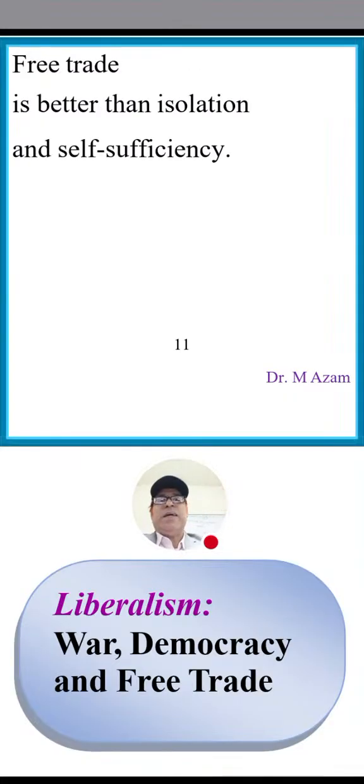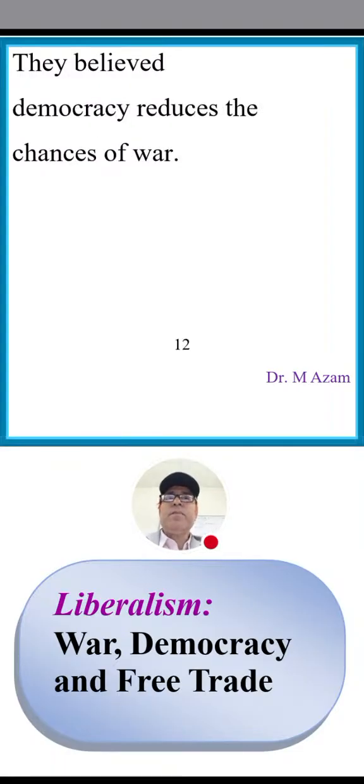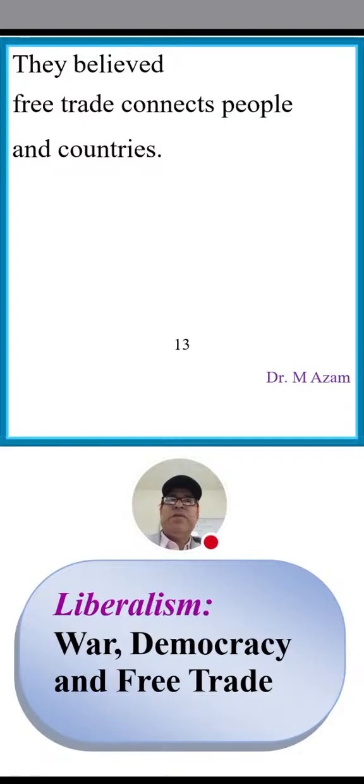Free trade is better than isolation. This is the second conclusion. Free trade is better than isolation and self-sufficiency. It is also called protectionism. So they believed democracy reduces the chances of war. They believed free trade connects people and countries. If there is free trade among countries, the countries become connected.